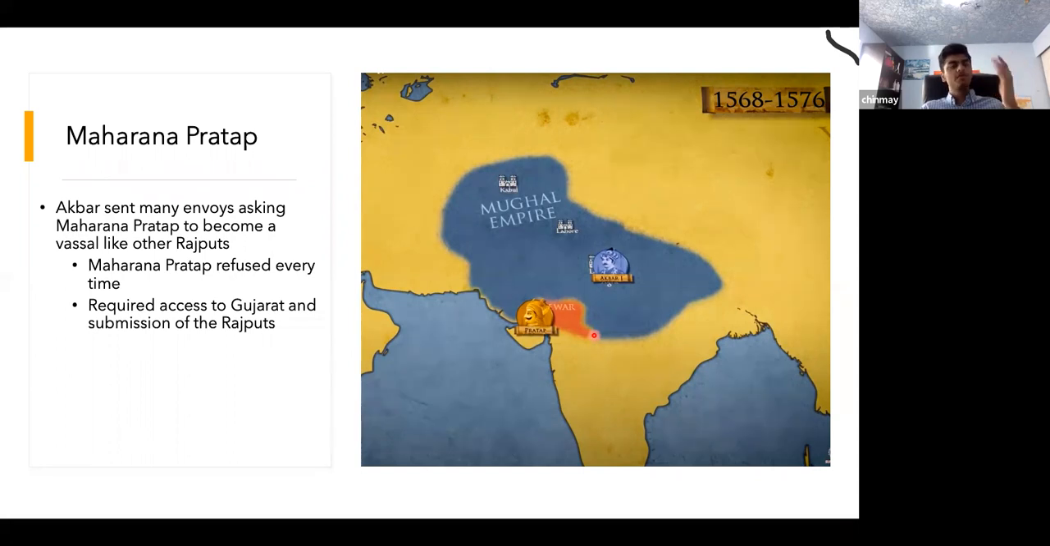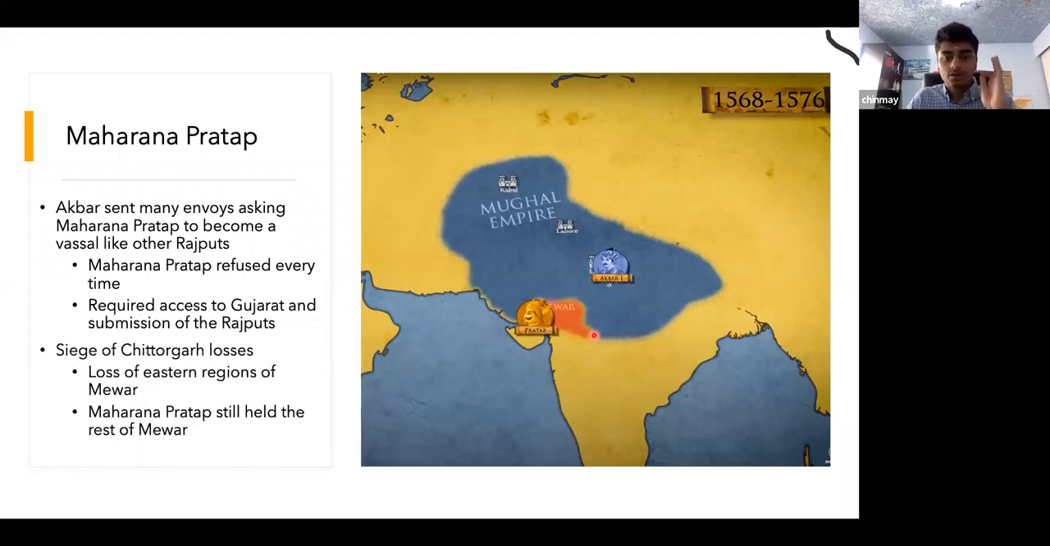But Maharana Pratap refused every time. Akbar sent envoy after envoy after envoy. Akbar didn't want to fight Pratap. He wanted to find an easy solution to establish dominance over Maharana Pratap without having to wage war. Maharana Pratap refused to bow down to Akbar, and Akbar was forced to attack Pratap because he wanted access to Gujarat and he needed the submission of the Rajputs in order to do so.